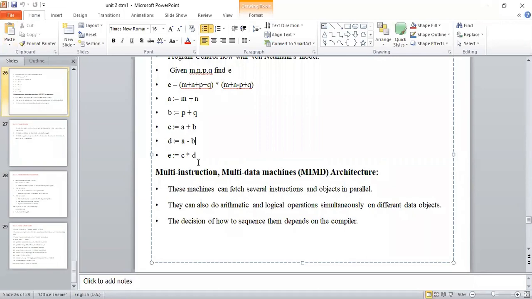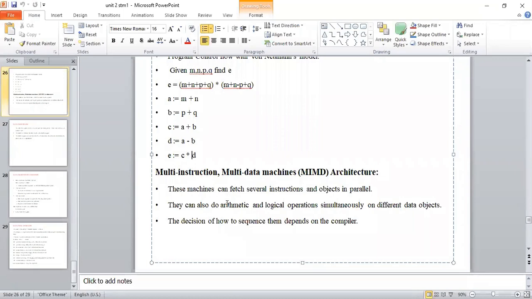In the von Neumann machine, see here, E equal to C into D means first C will be completed, and after the completion, then we'll go for D. Or after C, we will go for A plus B, and after A, then it will go for D. So a step-by-step process will be done. After one instruction is completed, then the next instruction will start interpreting. But coming to the MIMD architecture, it will parallelly fetch the instruction C into D at a time, and it will be executed. That is called the multi-data machine or multi-instruction machine.